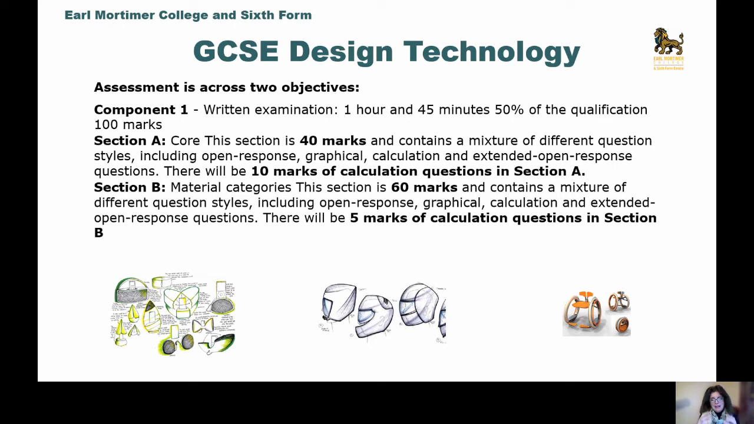In section B, it's more of a specialist area. So in our case, in Earl Mortimer College, we usually do timbers, and that section of the exam paper will be based on timbers. All right, and 60 marks out of the 100 is based on a specialist area. The core is 40 marks. Now, there are some mathematical questions in there also, and you can see from this slide where those marks come in depending on what section of the exam paper they are. Now, like I said, it's basically a mark a minute.